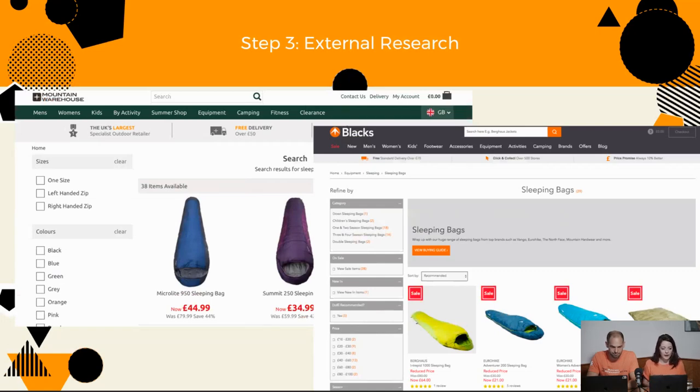I was looking at a company called Mountain Warehouse and another one called Blacks. And actually, a really useful thing to do here is, when I was on the Mountain Warehouse store, I could filter their sleeping bags. I searched for sleeping bags, and then I filtered it by recommended. And actually, in the screenshot on screen right now, the recommended items that came up first were these mummy style sleeping bags. So that was another reassuring sign for me that maybe that's the right direction to go in.